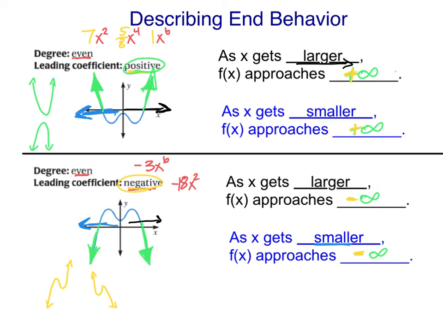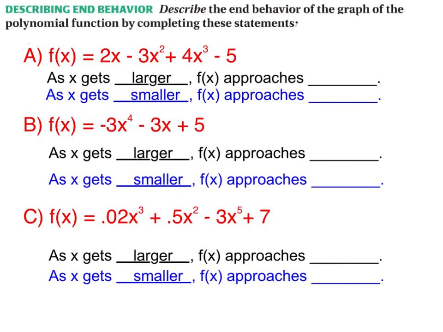Let's look at some examples. Here are 3 examples that we'll go through. And what you can do is notice it says to describe the end behavior. So I already have the 2 sentences set up for you. You can do this exact same thing for yourself. When you get an equation and it asks for end behavior, you can write your 2 sentences right away and put blank and then fill them out later.